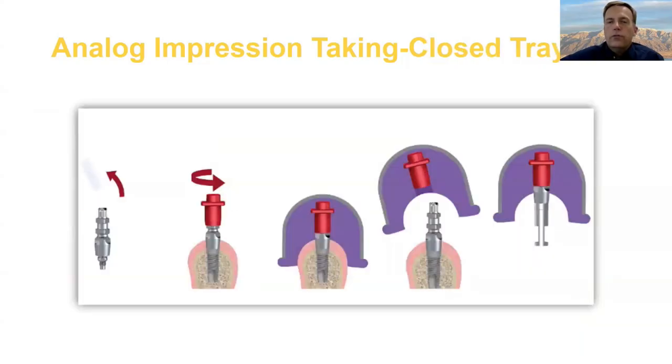So then you get your closed tray impressions. And these are more convenient. There's a few times where they won't work. If the implants diverge more than 15 degrees from each other or from the surrounding teeth, it's not going to work very well. This is kind of a modified technique with a little snappy cap that goes inside the impression.